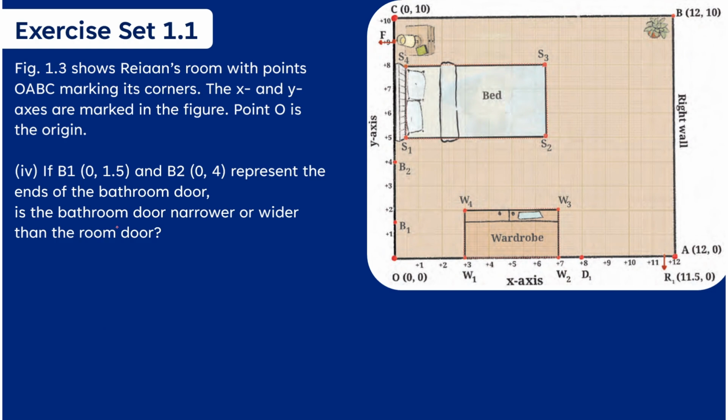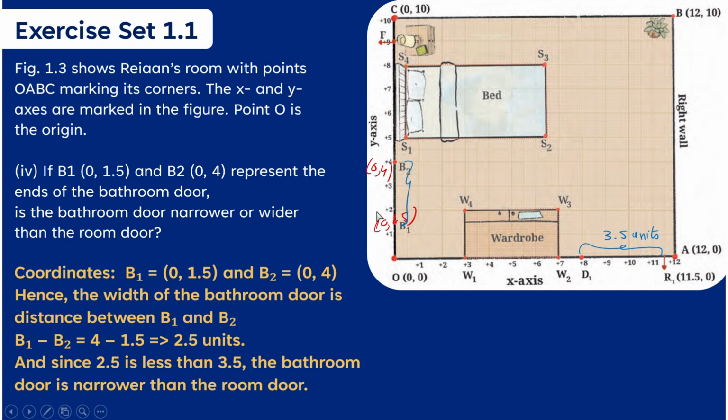This is the last part of the exercise, wherein we are given the 2 points B1 and B2. B1 represents the point 0, 1.5, and B2 represents 0, 4. These represent the ends of the bathroom door. So we are to find, is the bathroom door narrower or wider than the room door? In the previous question, we found that the width of the room door is 3.5 units, which was approximately equal to 42 inches. Now we need to find the width of the bathroom door and check if it is narrower or wider.